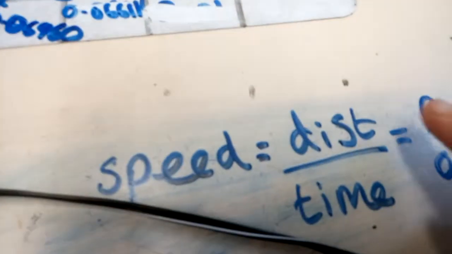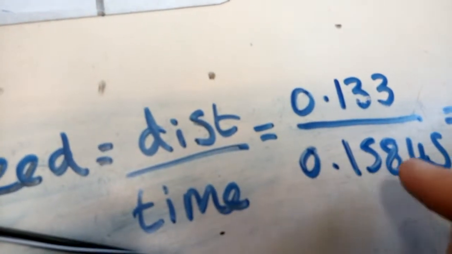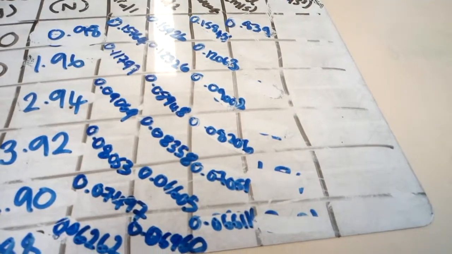It's always going to be the same distance, it's the length of the interrupt card, but I'm going to change this number and put in all of the other average times and work out my speeds. Could you do the same, please?